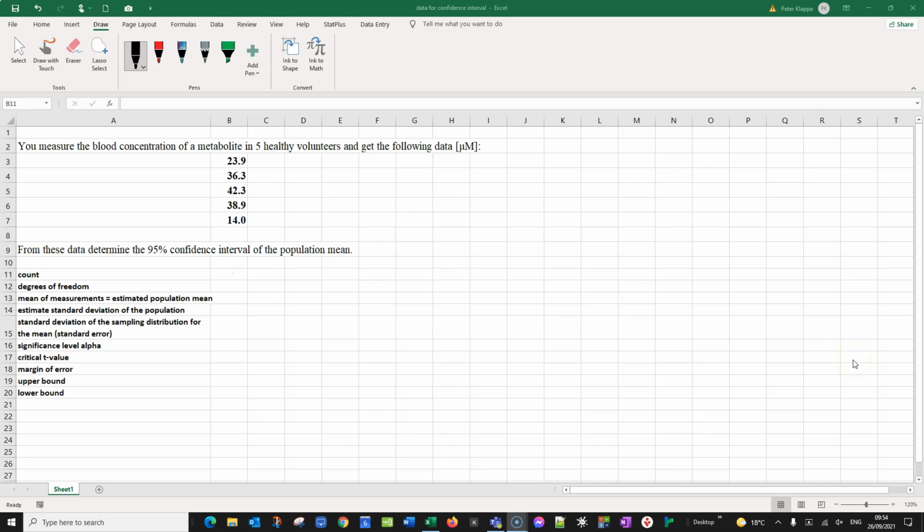Hello everybody. In this tutorial I want to show you how we can calculate the confidence interval for some continuous data. So here's our question. You measure the blood concentration of a metabolite in 5, so that's our sample number, 5 healthy volunteers, and get the following data, and everything is measured in micromolar.